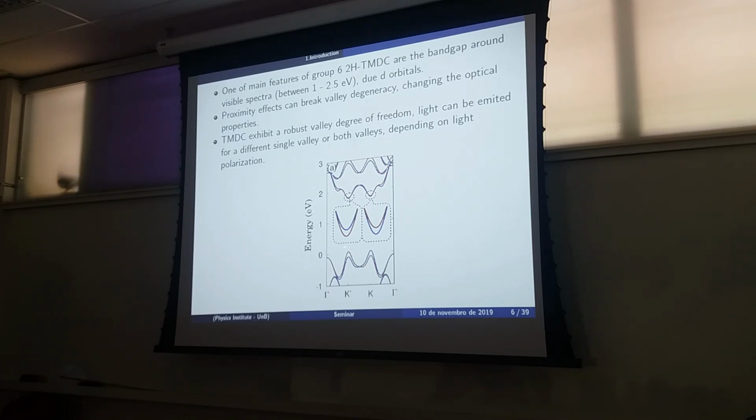So if we use a circular clockwise light, only this valley will emit light. If you change this polarization to the other side, only this one will emit light. So we can control this and obtain different responses.